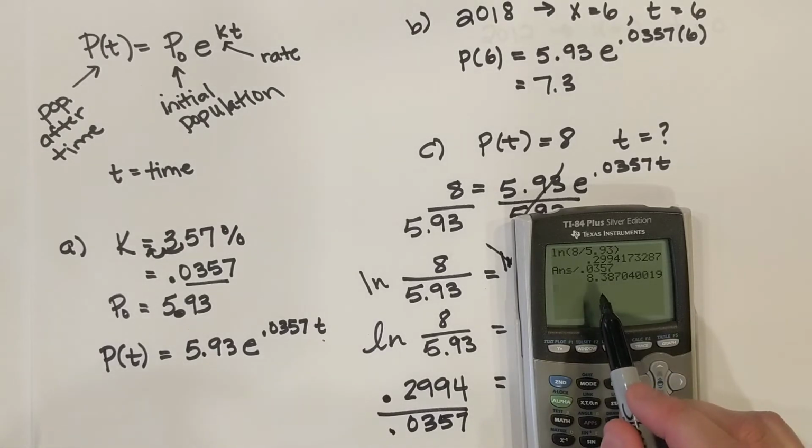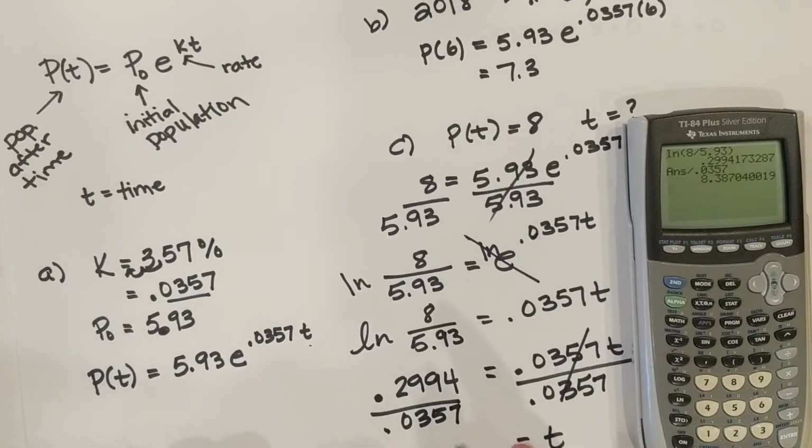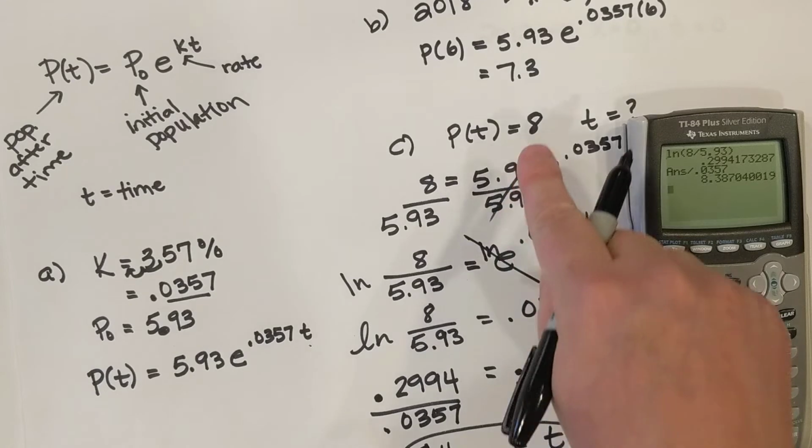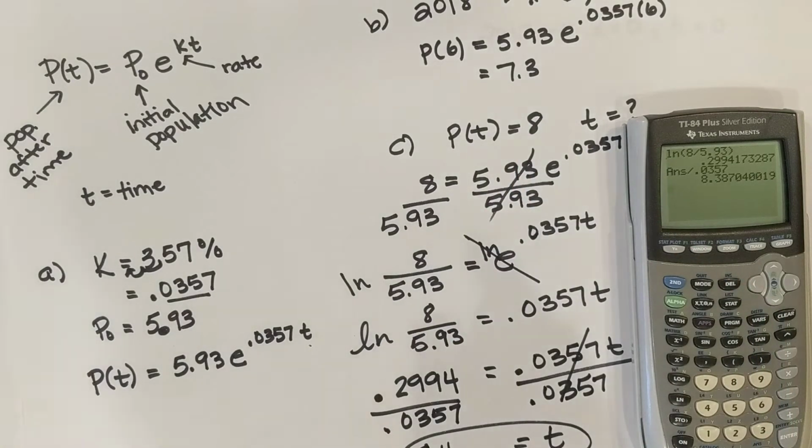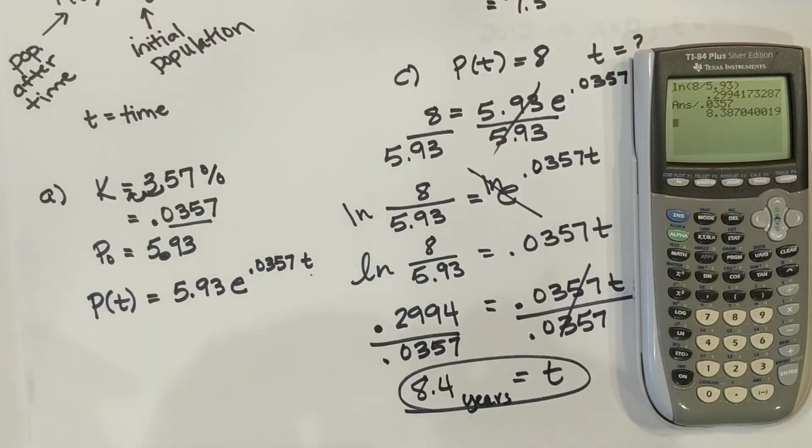So I've got about 8.4 would be the answer. After 8.4 years, the population reaches 8 million. Okay, so this would be years. Okay, pause the video, go back and take a look at this if you need to. I know that was a little complicated.